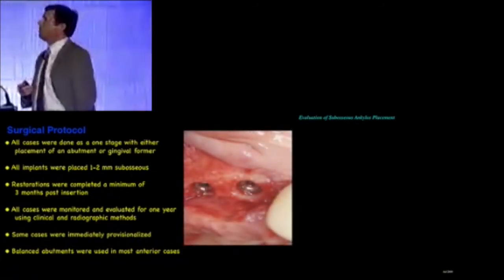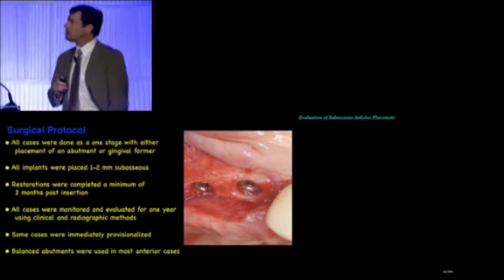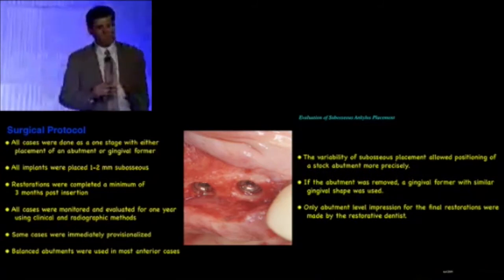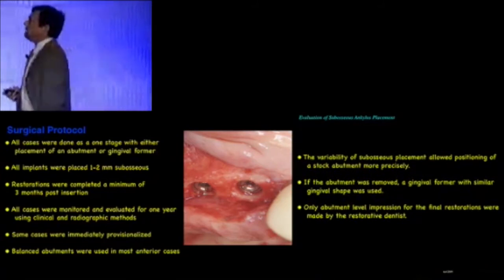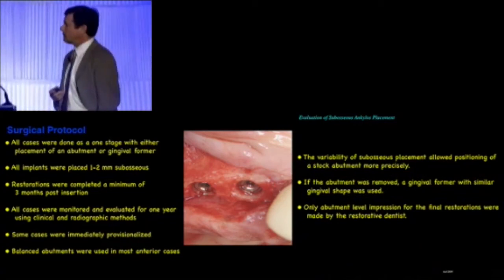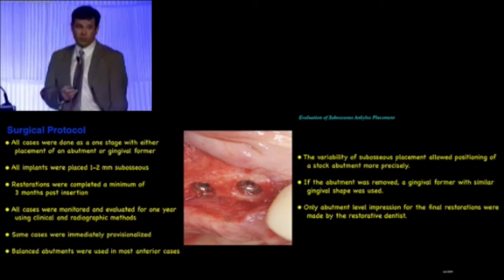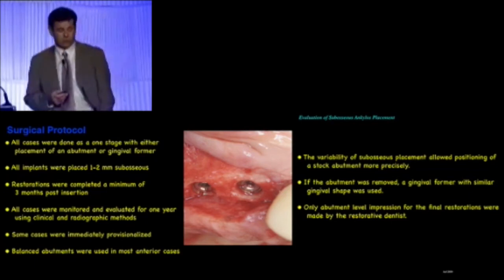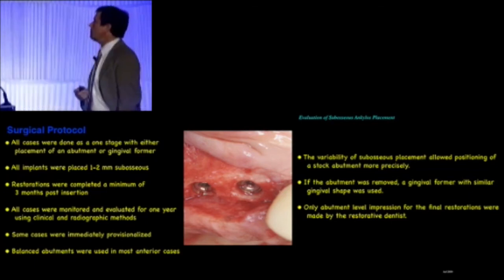In surgical protocol, again, all cases were done as a one-stage case. Every case was done with at least a 1 to 2 millimeter subosseous, subcrestal placement, which I question a little bit, and I'd like to talk about a little bit later, that maybe the variability of subosseous placement is something that we can examine in the future. Every restoration was done a minimum of 3 months post-insertion. Every case was followed for a year. A lot of cases were immediately provisionalized. Balanced abutments were used in most anterior cases, although some of them were done with stock solid abutments.